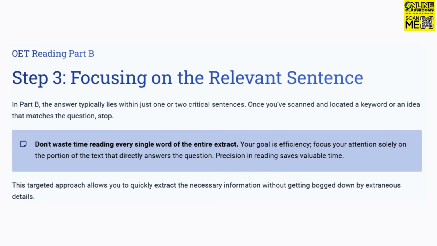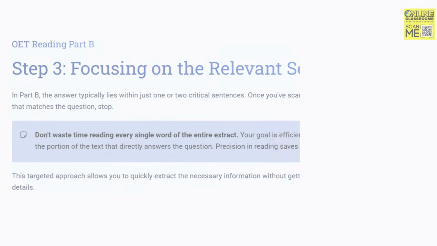Step 3. Focusing on the relevant sentence. In Part B, the answer is often hidden in 1 or 2 key sentences. When you find the keyword or the idea in the text, stop and read that part carefully. Don't waste time reading every single word of the whole extract. You only need the part that answers the question.